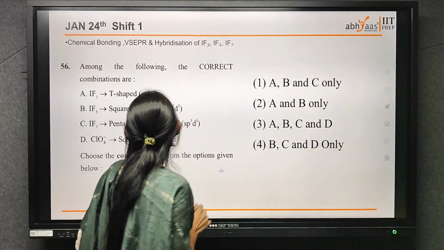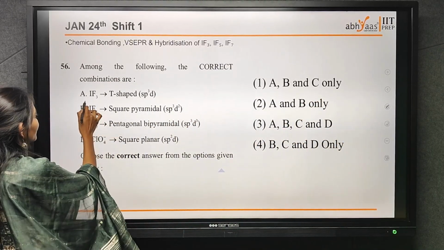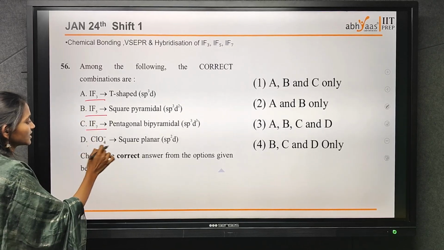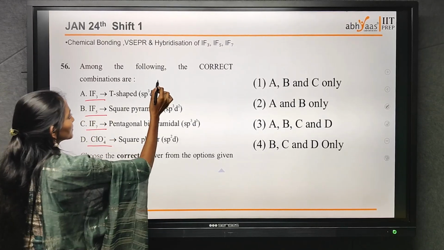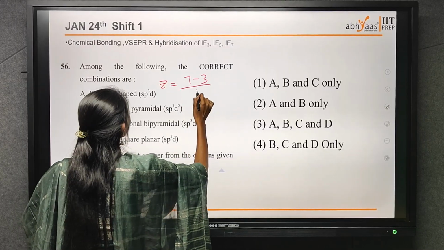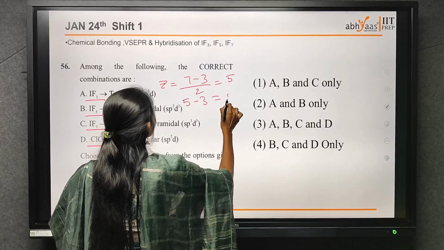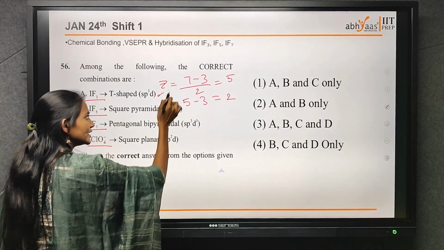This question was asked from chemical bonding. So they are asking the correct statements of these combinations: IF3, IF5, IF7 and ClO4. See here for IF3, that means your Z is equal to 7 plus 3 by 2. That means 5 we are having. So 5 minus 3 you are getting 2. Means 2 lone pairs, which is sp3d, correct.